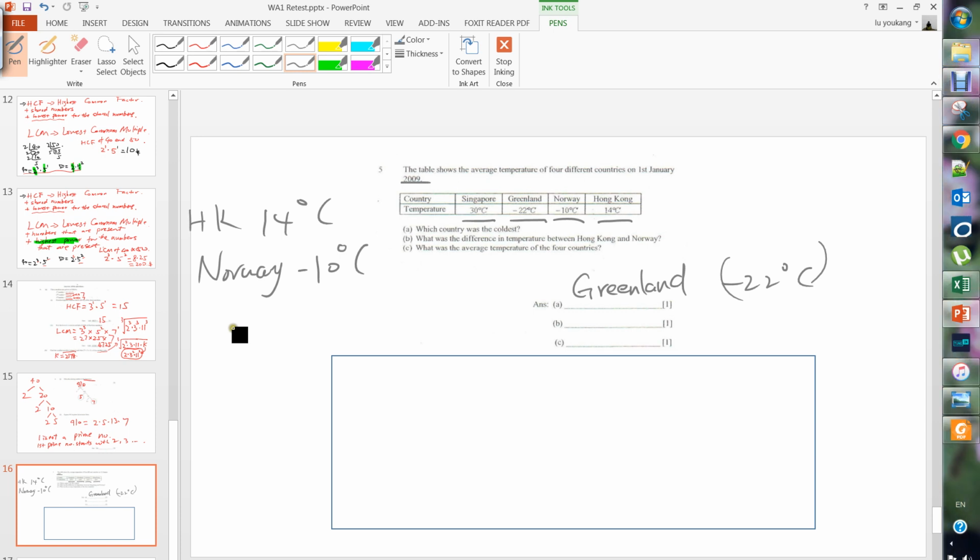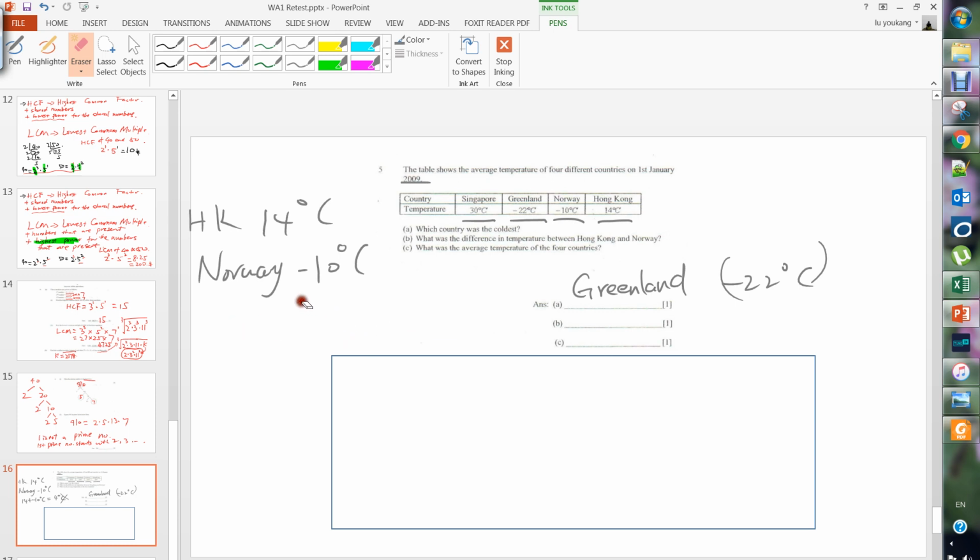What's the mistake? They go and add. Let me clear my throat first. They go and add these two. Okay. And then they end up with what? They end up with 4 degrees Celsius, which is wrong. Okay. To find difference, you cannot add. Okay. What you should do then?